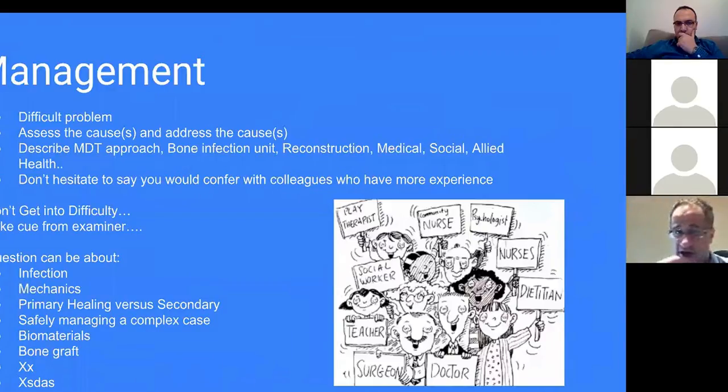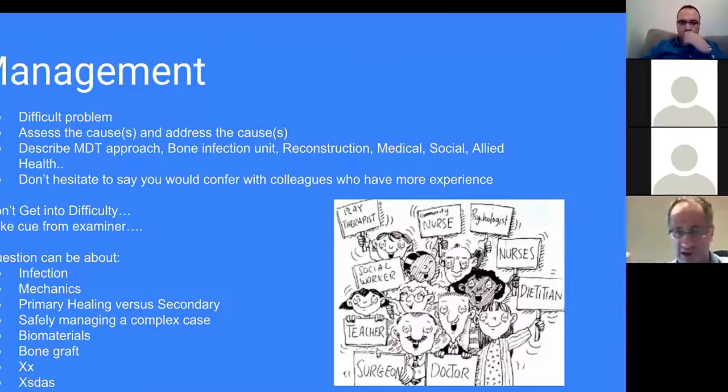I would definitely use terms like MDT approach. I would consult with my bone infection unit, discuss with my reconstruction surgeon, discuss with the medical team that are looking after this patient's X, Y, and Z. Discuss the social issues, involve social workers and/or allied health professionals in the development of your management plan. And don't hesitate to say you would consult with colleagues who have more experience.